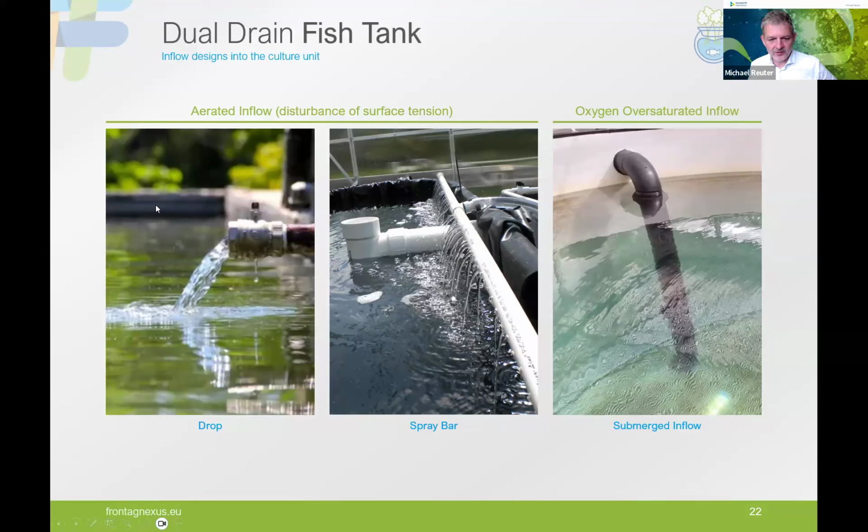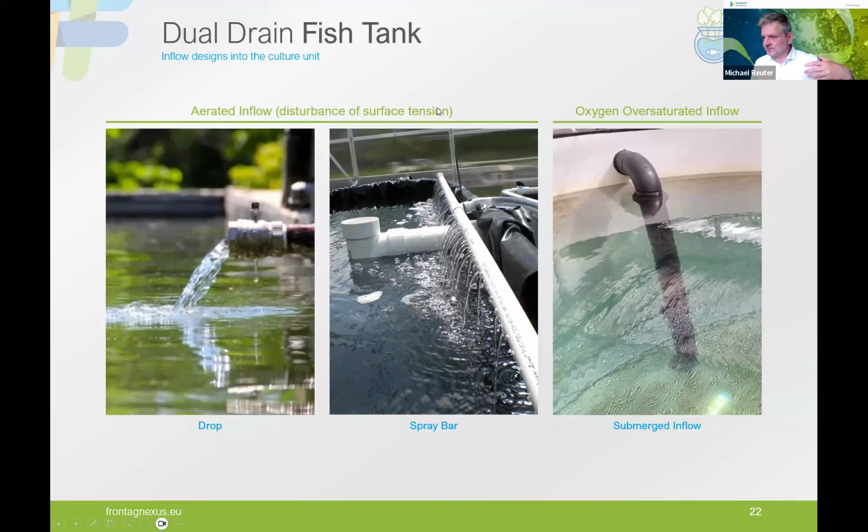The advantage of both of these inflows is that we have a certain disturbance of the surface tension inside of the fish tank, and that adds to the aeration of the fish tank. And also, if we are looking at the spray bar, this quite large contact surface that these different droplets that run into the fish tank have with air helps to aerate the systems, even if we use also air stones to aerate the system. With very low intensities, this can already be enough to aerate the system.